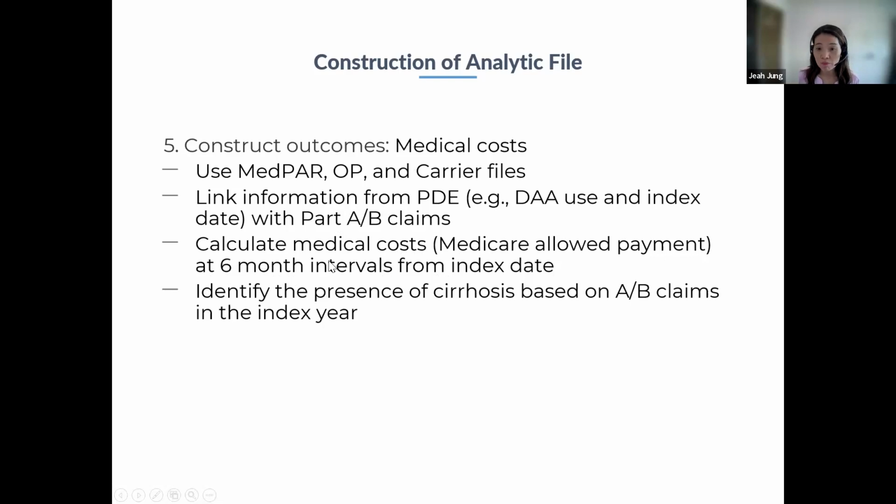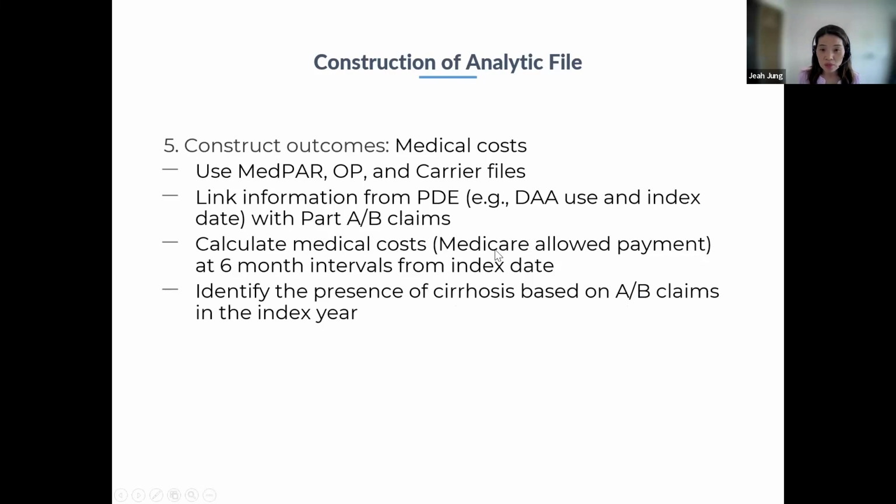And then we follow them up to 2017. And one thing that we did is that we identified the presence of cirrhosis using A and B data in the index year, because cirrhosis is somewhat serious and shows the disease progression of Hep C. So I expected that the cost will be very different between those who already developed cirrhosis because of Hep C virus and those who have not developed cirrhosis yet, right?